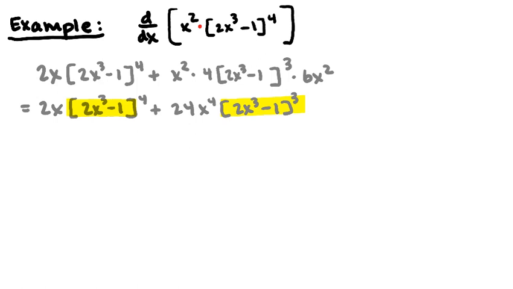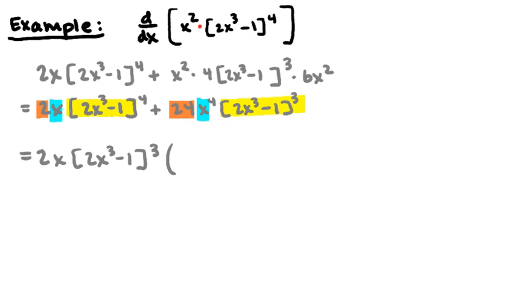I also have 1 power of x, so I'll factor that out. And then lastly, I have 2 and 24, so I could probably factor out the 2. So I plan on factoring out all 3 of those things: the 2 and the x and 3 powers of 2x to the third minus 1. Okay, and what am I left with? I'm left with 1 power of 2x to the third minus 1.